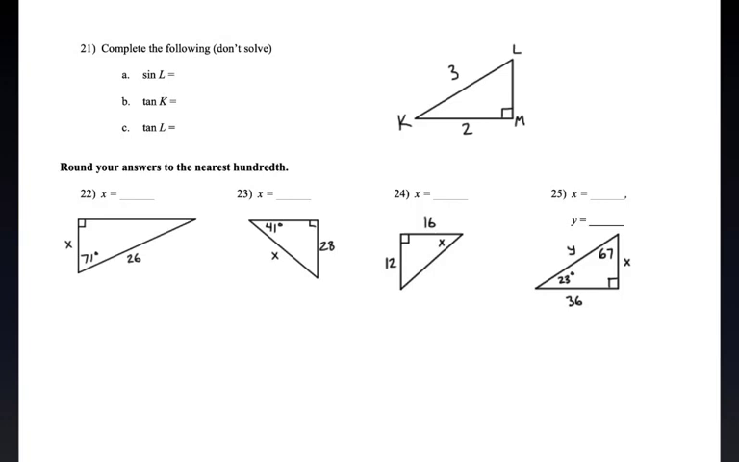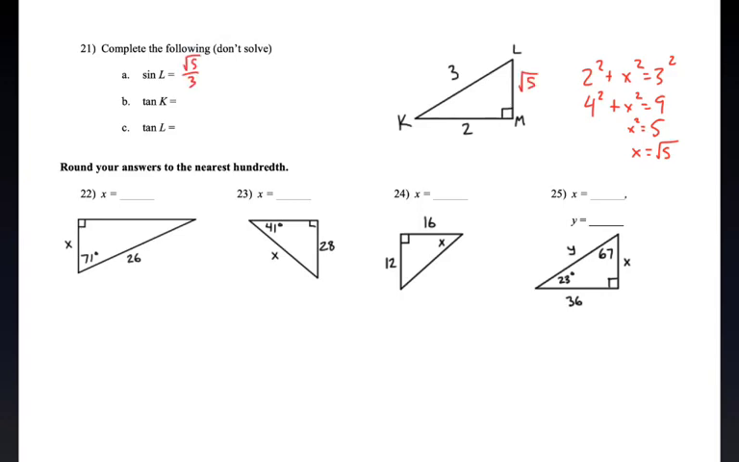Complete the following. Don't solve. What is the sine of L? Well, before I go any further, I know that I've got 2 sides. Eventually I'm going to need all 3. If it only gives you 2 sides of a right triangle, go figure out the third. In this case, it's square root of 5.